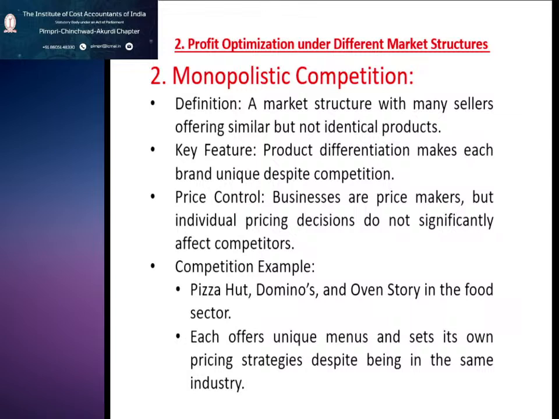So in the telecom or rather mobile industry, product differentiation makes each brand unique despite the competition. On price control, businesses are price makers, but individual pricing decisions do not significantly affect competition. So even if a particular mobile company increases their price, that does not necessarily impact the other price makers. A classic example is Pizza Hut, Domino's and Oven Story in the food sector. Each offers unique menus and sets its own pricing strategies despite being in the same industry.